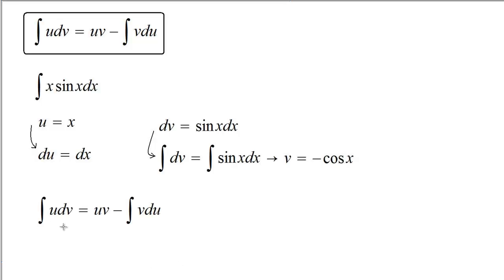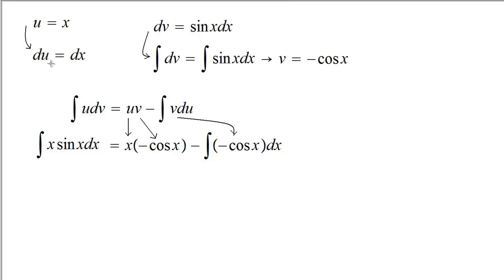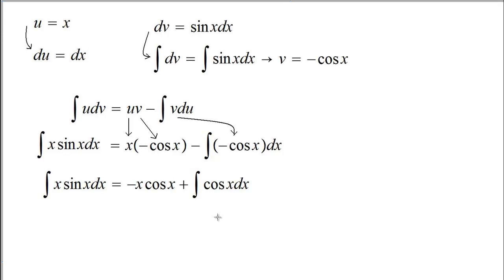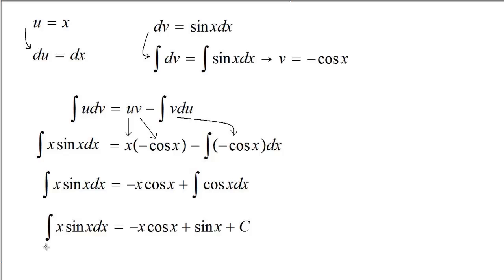Okay, so we have this again, integral u dv equals that. Okay, and then we have u as x, which gave us du as dx, and v as negative cosine x. So when we have our integral here, u is x, v is negative cosine x, and then I substituted v and du here. Okay, and then when we do that, what will happen? We get integral of x sine x as negative x cosine x plus integral of cosine x. Okay, now these two negative signs then become positive here. Okay, and antiderivative of cosine x is sine x. So we got negative x cosine x plus sine x as an antiderivative of this product x sine x.